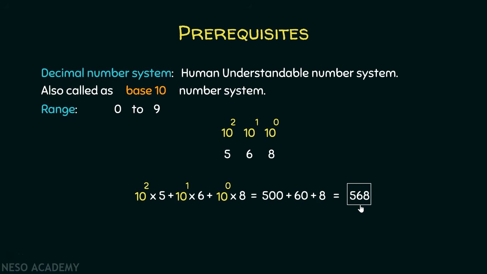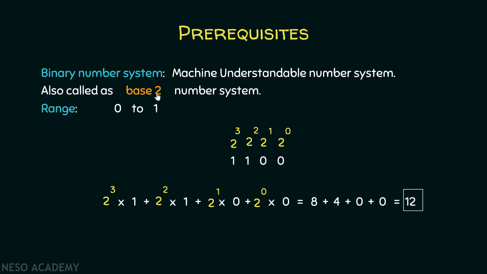Okay. But this is not something that machine could understand. It has its own number system called binary number system. Binary number system is machine understandable number system and is also called as base 2 number system. Means range is from 0 to 1. Only 2 numbers. As you can see here, I have written a 4-bit data 1100. In this case also, each digit must also have some place values associated with them.